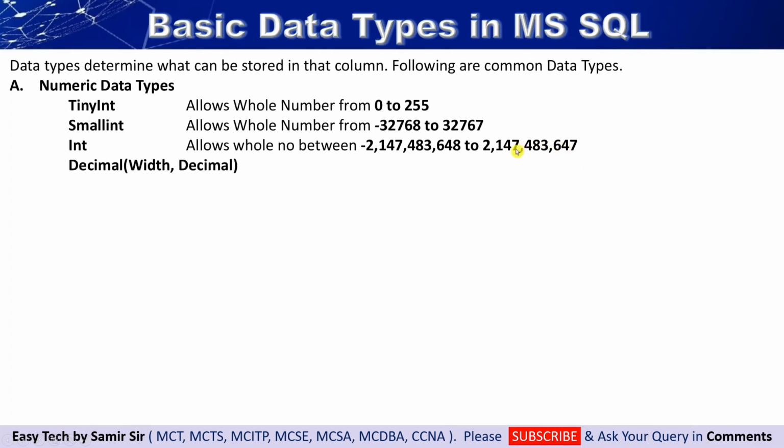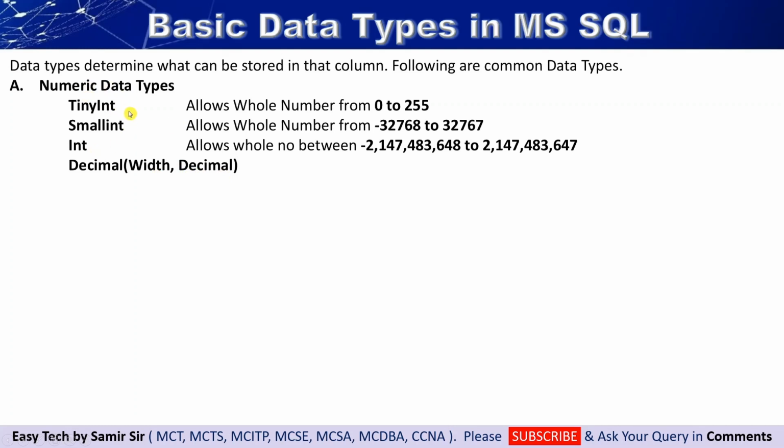And if you want to specify decimals, then you can specify a numeric field called decimal, where you have to specify the width and the decimal places for that. So these are some of the commonly used numeric data types.